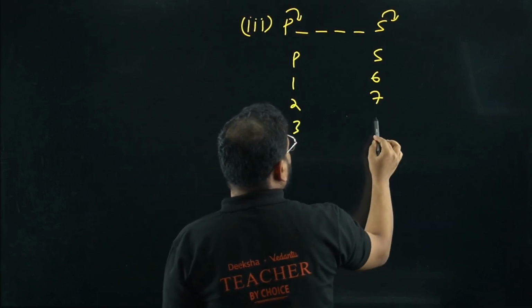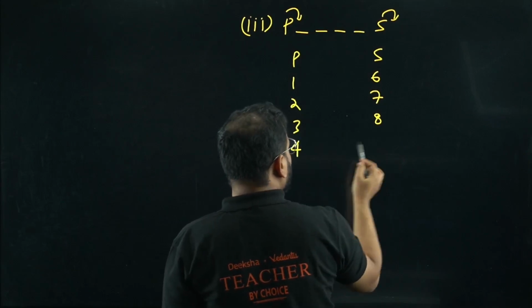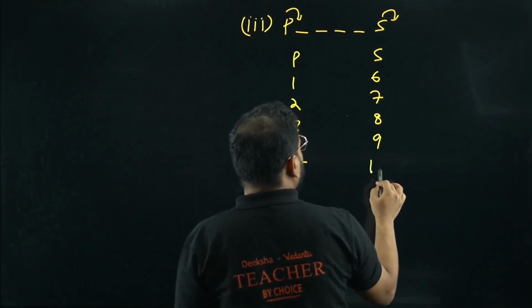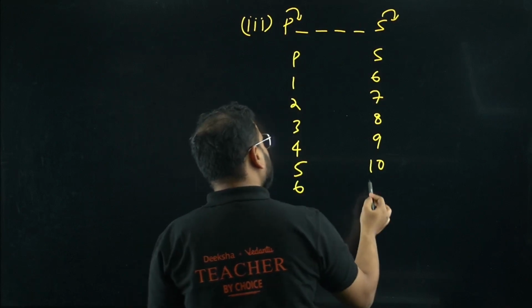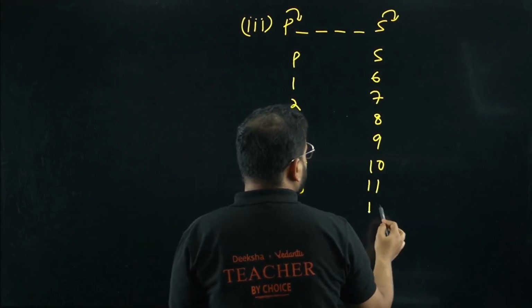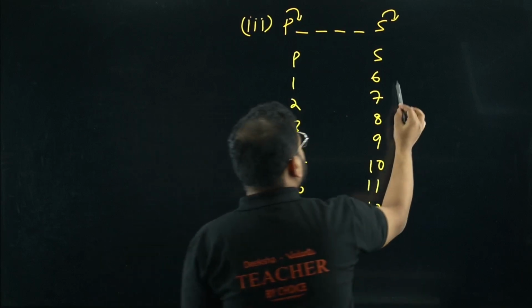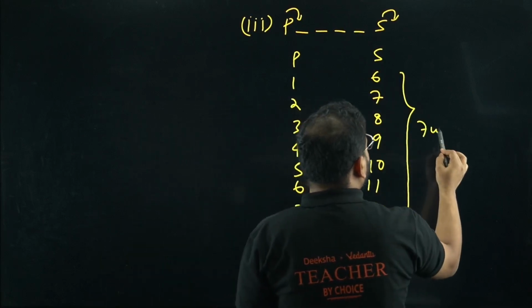P goes to 3, it'll go to 8. 4, it'll go to 9. 5, so 10. 6, so 11. 7, so 12. How many ways do we have? 1, 2, 3, 4, 5, 6, 7 ways. We have 7 ways over here.